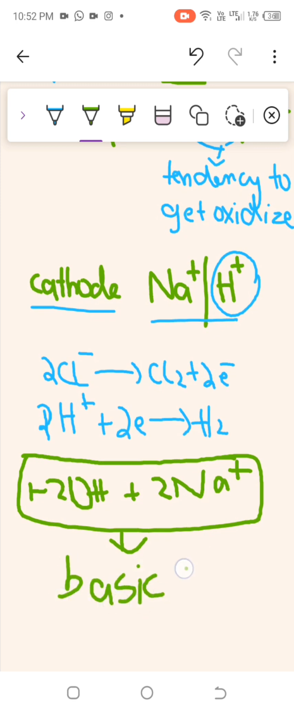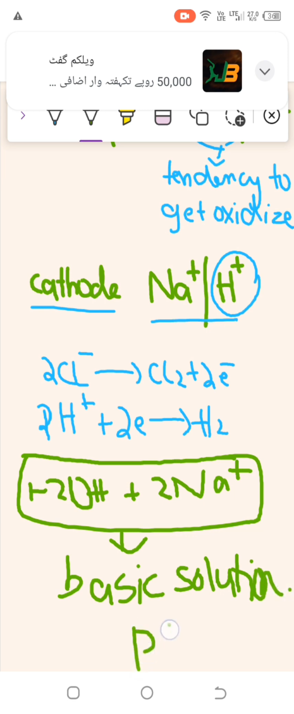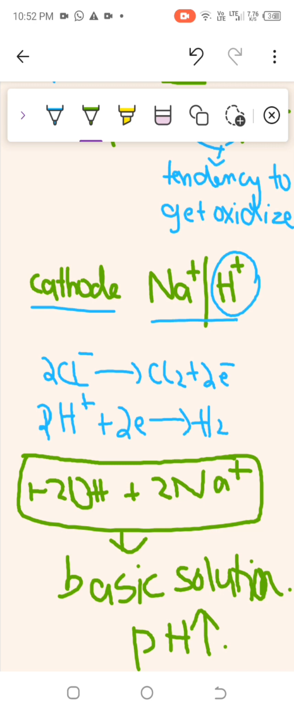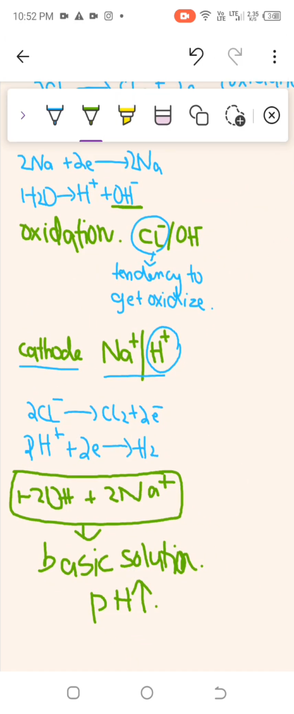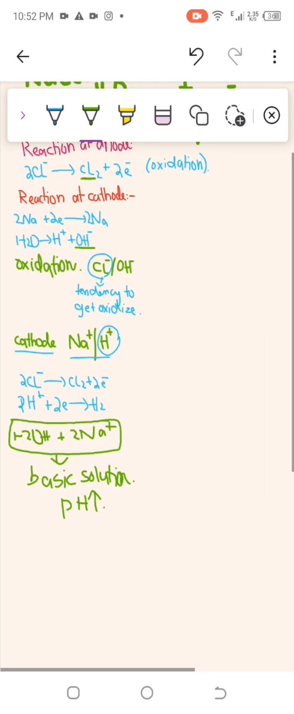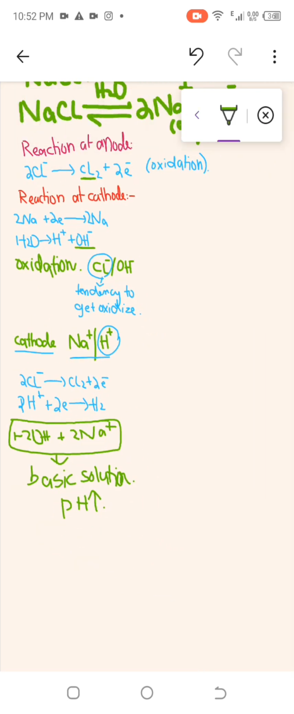ये क्या है? ये basic solution है. So pH will be increased. pH will be increased. Okay. So yeah, here you can see now, after that, if we are going to put the electrode, the same reaction will occur. Okay, I hope that it is clear.